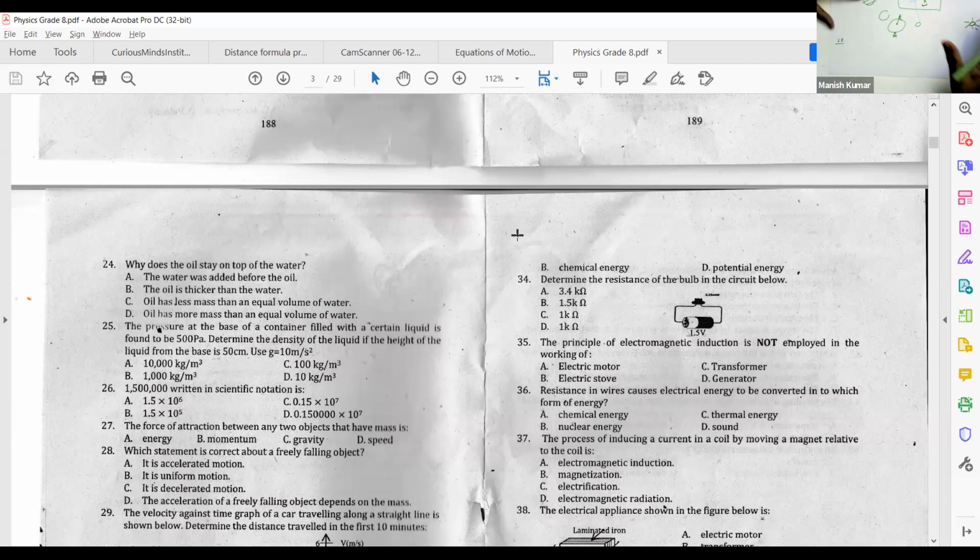Which of the following statements is correct about a freely falling object? It is an accelerated motion. Is it an accelerated motion?